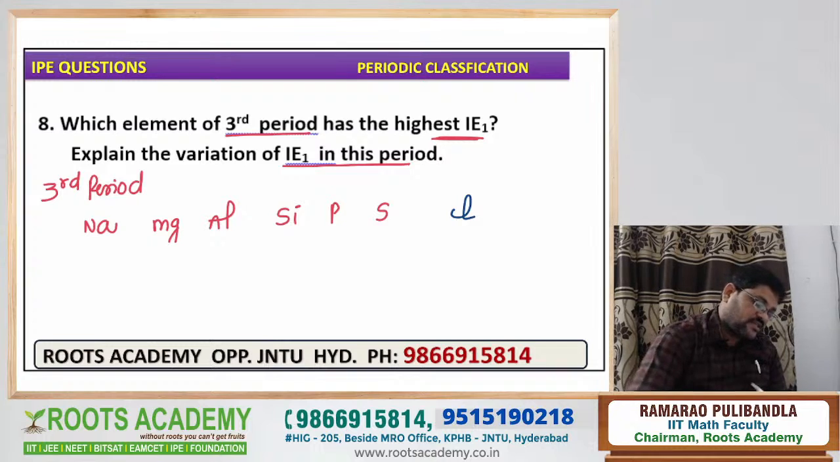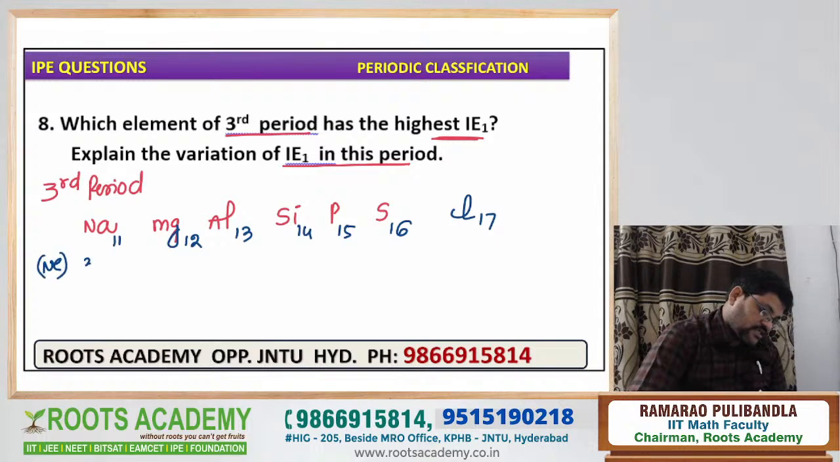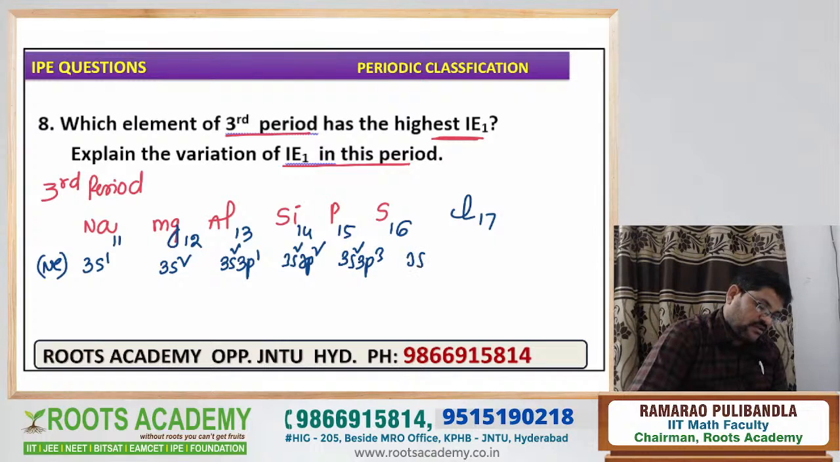Now, the variation of what? The variation of ionization energy 1. The variation depends on the configuration. Atomic number 11, atomic number 12, 13, 14, 15, 16, and 17. For that, what you write here? Neon 3s1. Neon 3s2, neon 3s2 3p1, neon 3s2 3p2, neon 3s2 3p3, neon 3s2 3p4, neon 3s2 3p5.